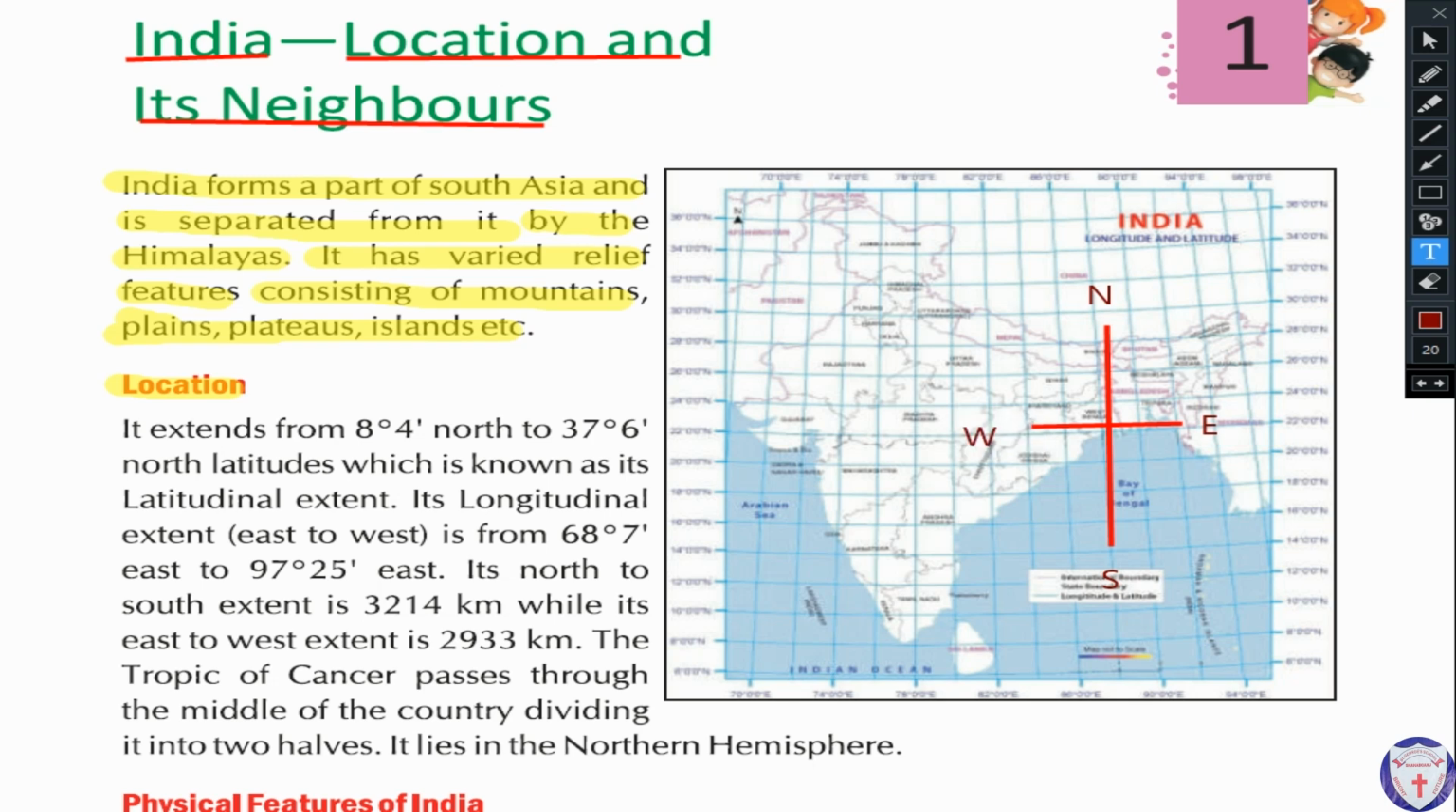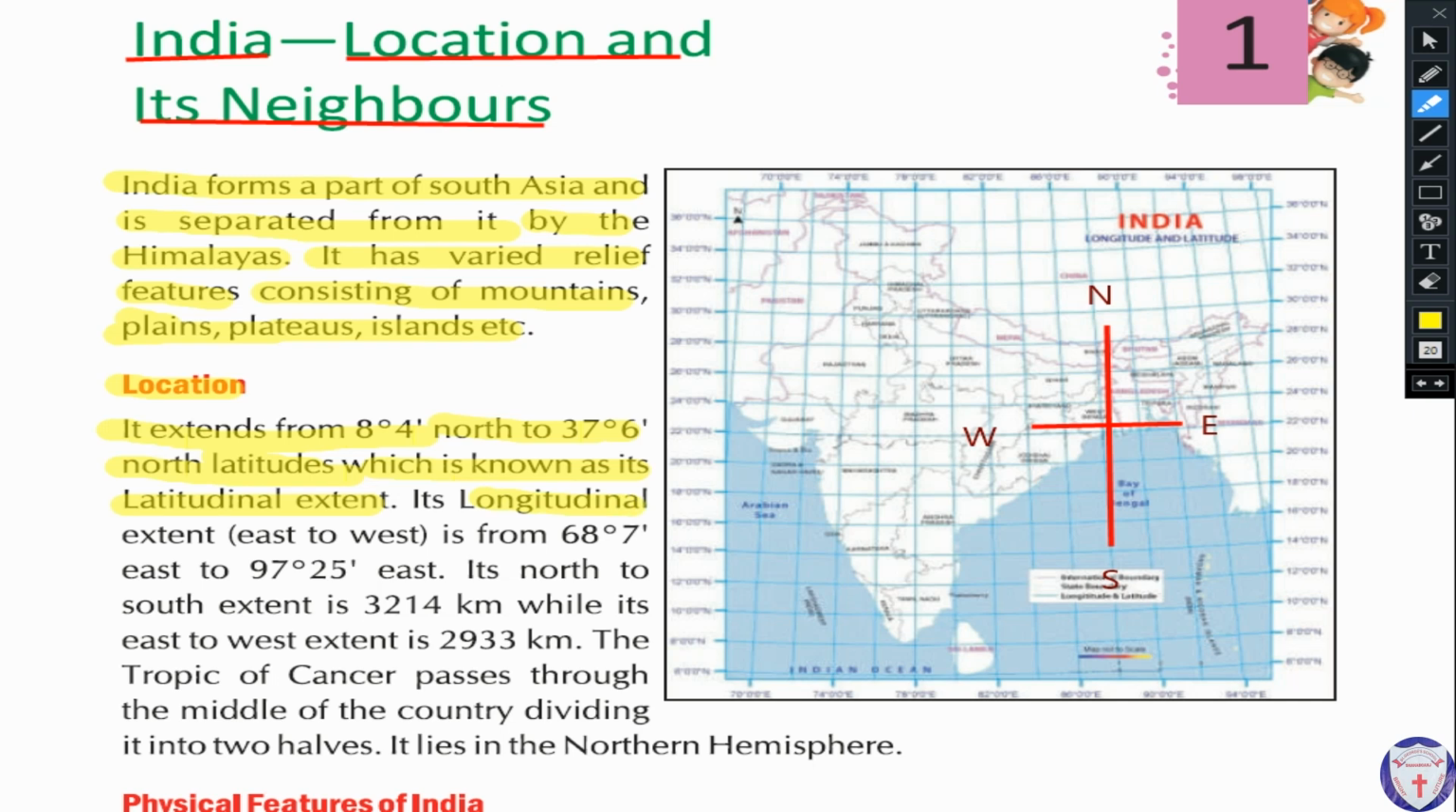Okay students, let's see how it extends. It extends from 8 degree 4 north to 37 degree 6 north latitude, which is known as its latitudinal extent. So first we have to know the latitude and longitude.